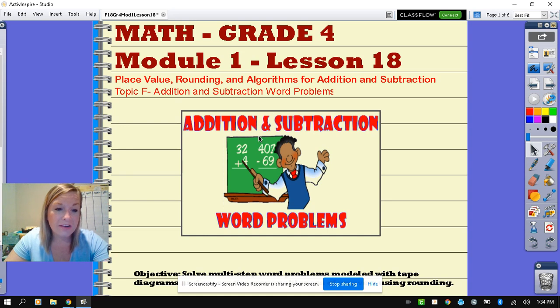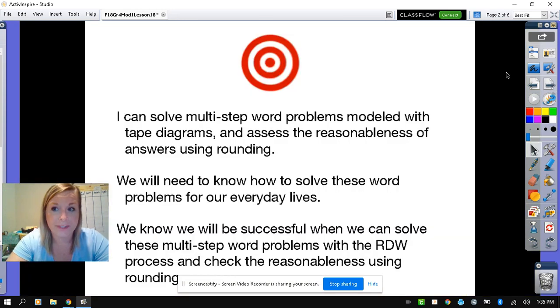Good news, we are rounding up towards the end of Module 1. We are almost there. We're on Topic F, Addition and Subtraction Word Problems. Today, really hang in there with me. Some of our word problems are very multi-step, but I know you guys can do them. So today we're going to solve multi-step word problems, modeled with tape diagrams, and assess the reasonableness of answers using rounding. So everything we've been doing, we're just continuing to work on. The word problems just get a little bit trickier in this lesson, so really make sure you're paying attention.